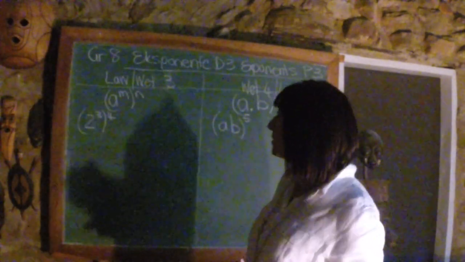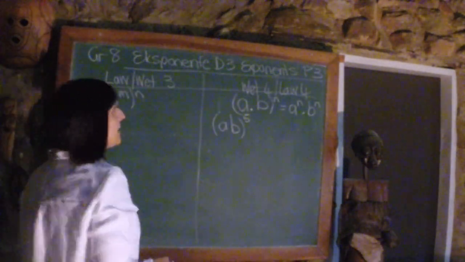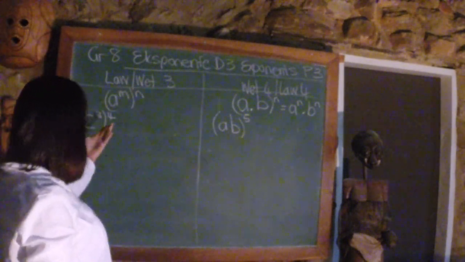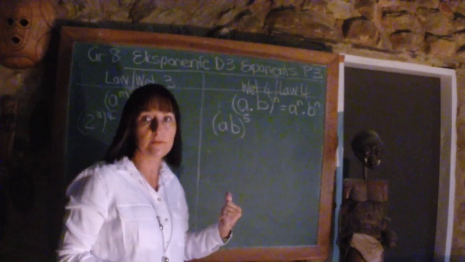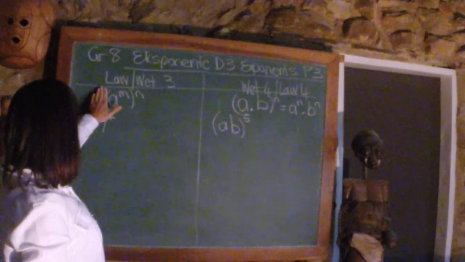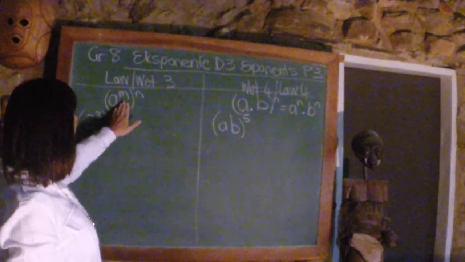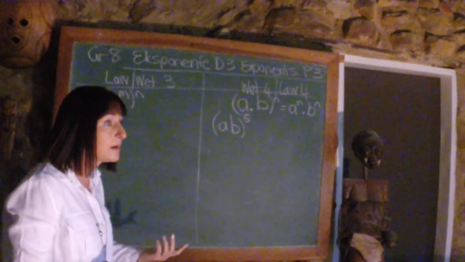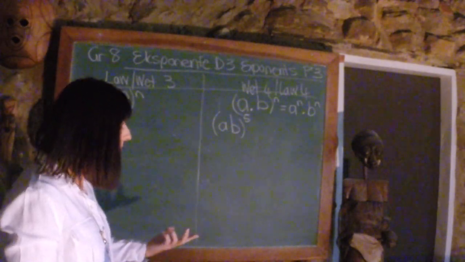So kom ons kyk gou-gou. Ons kyk weer na Eksponentwette, ons 3de klas oor eksponente. En vandag behandel ons Eksponentwet 3 en Eksponentwet 4. Eksponentwet 3 is 'n hakie, a tot die mag n tot die mag n. So it's a power and again a power.